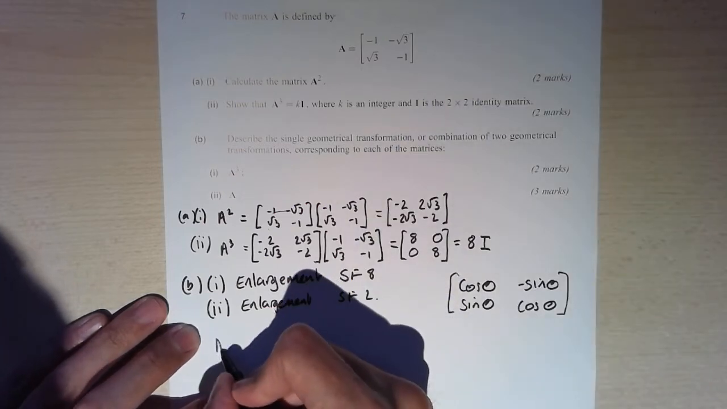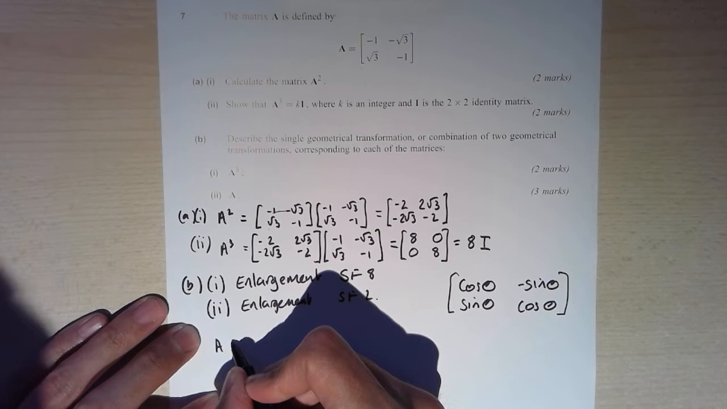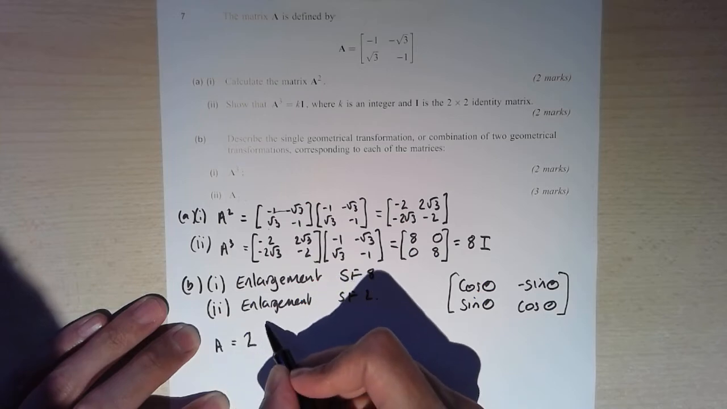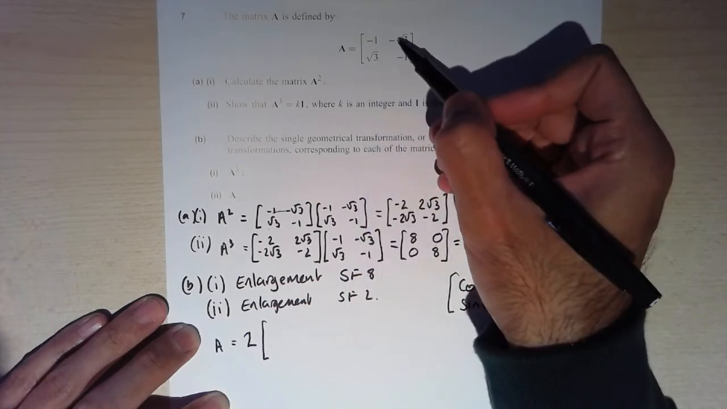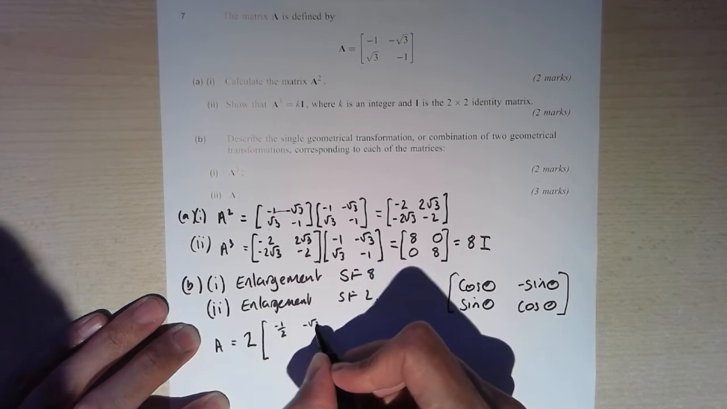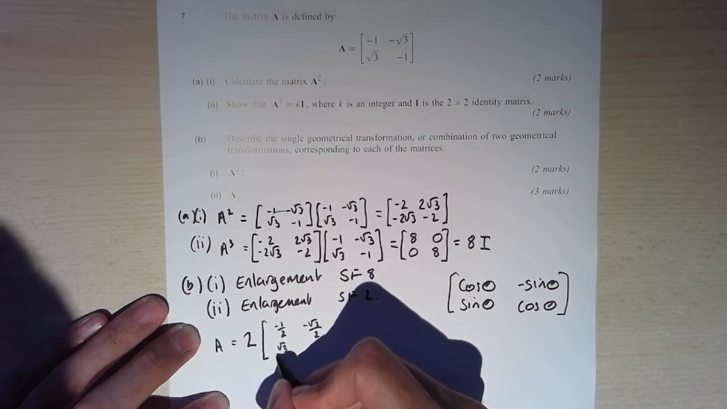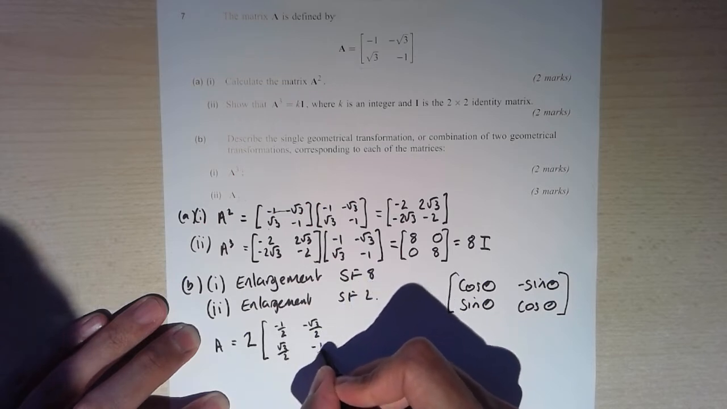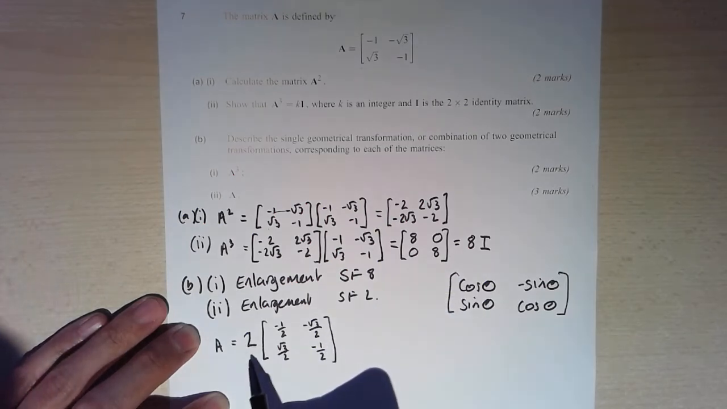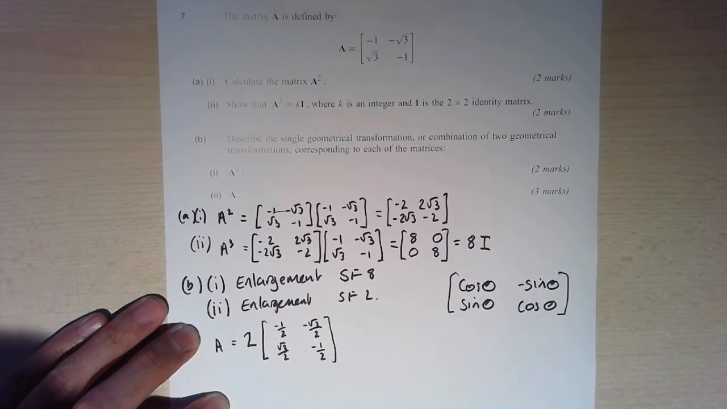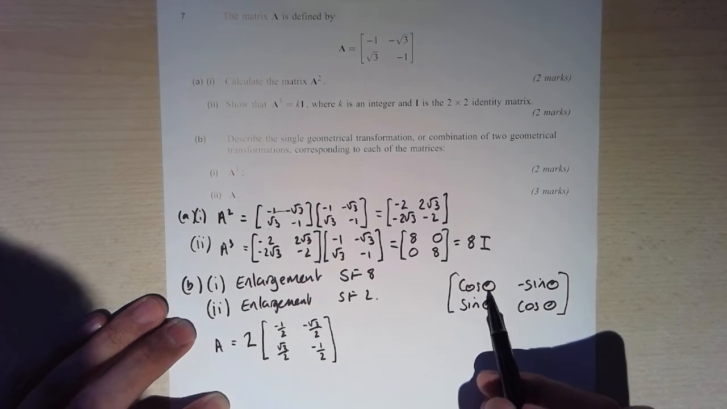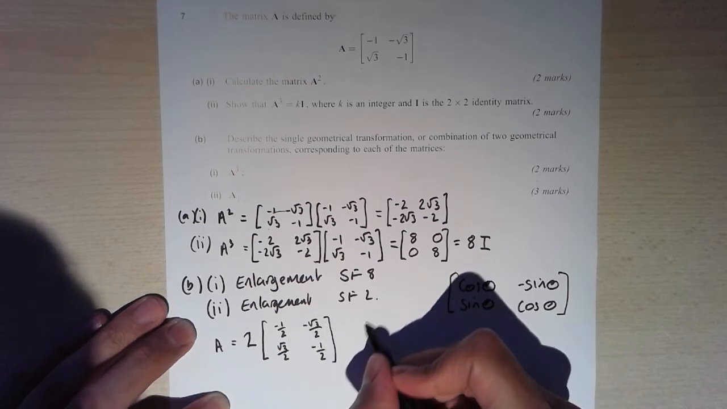So I'm going to rewrite matrix A as, I'm going to take 2 outside of the matrix, and that means that everything inside I'm going to have to halve. So that's going to be negative a half. This is going to be negative root 3 by 2. This is going to be root 3 by 2, and this is going to be negative a half. Okay, so this part here is going to represent the enlargement, and now this part here is going to represent what the rotation is.